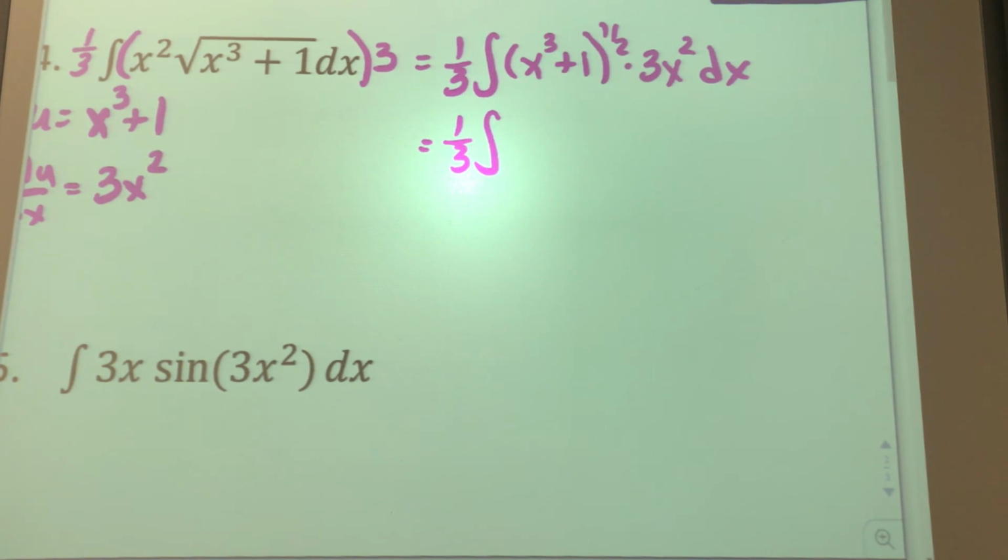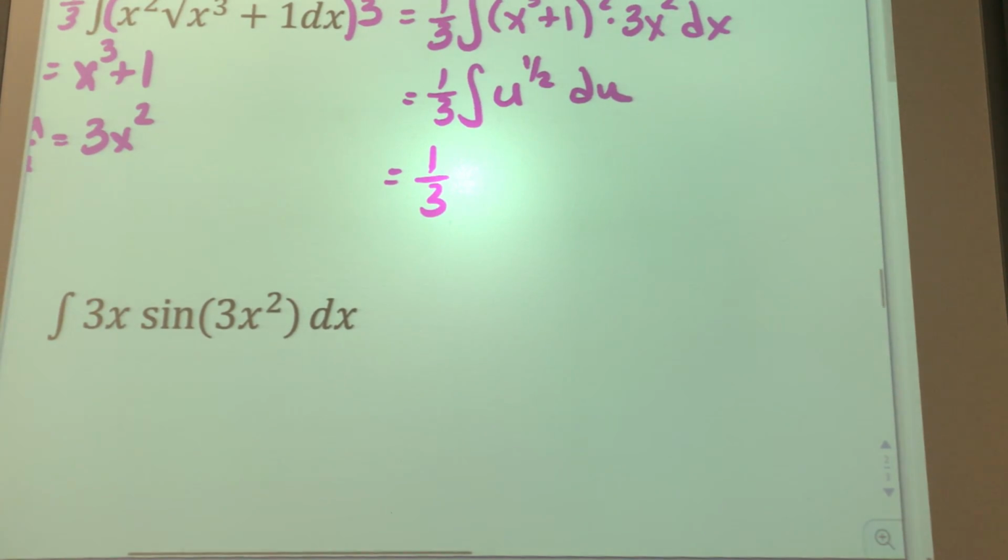So I'm ready to write this in terms of u. So we're going to have u to the 1/2 du. Alright, this is one in class I felt like I went really, really fast and some people got a little confused. So this was one I definitely wanted to rework. So I think you guys are doing really well with the new power rule for antiderivatives. This one just got a little confusing.